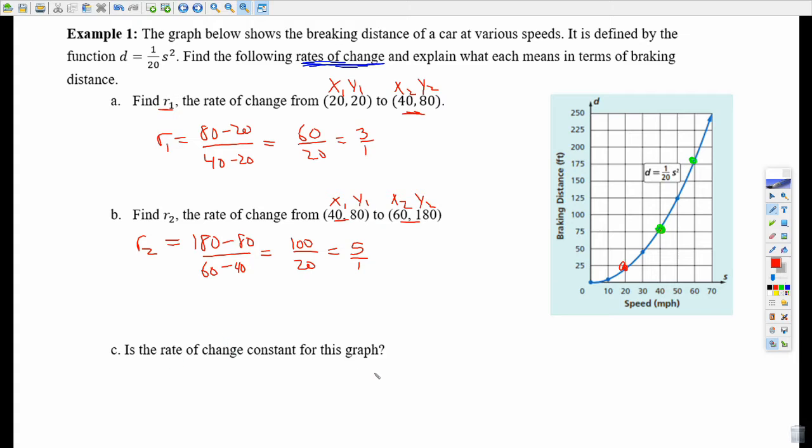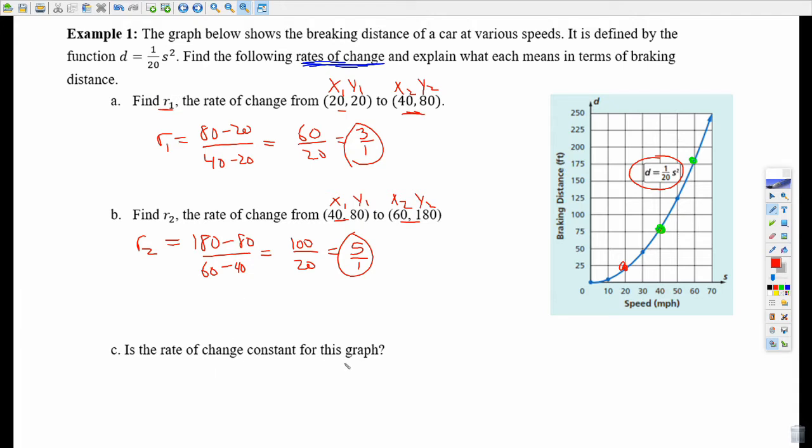Is the rate of change constant for this graph? Well, what do we basically find out? We have this graph, this arc that's going up like this. This is describing this equation. And we found 2 sets of points and found the rate of change. So we found it to be 3, we found it to be 5. So what's happening here is the rate of change, or the slope, in this particular case, is changing every time, which is different than when we did y equals kx. That had the same slope. No matter what 2 points you picked, it would always be the same slope.